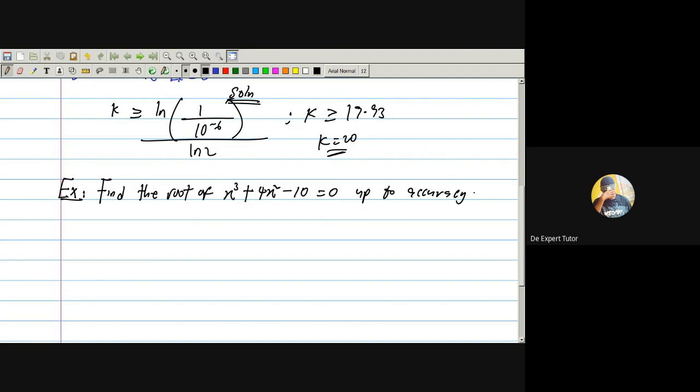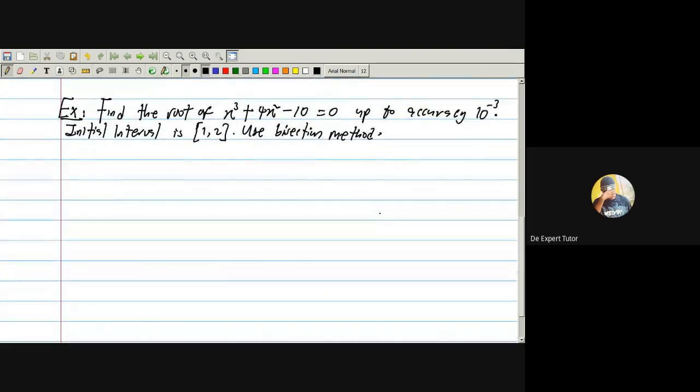Up to accuracy 10 raised to the power minus 3. They said the initial interval is 1, 2. Then I say use the bisection method. Now, please pay attention. If you understand this one example, you can understand the other examples. But if you have trigonometry, put it in radian. Don't forget.